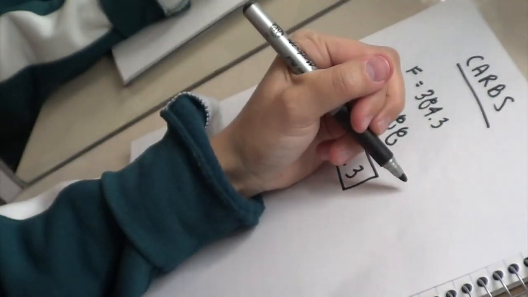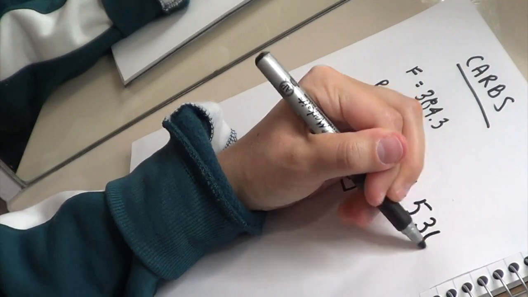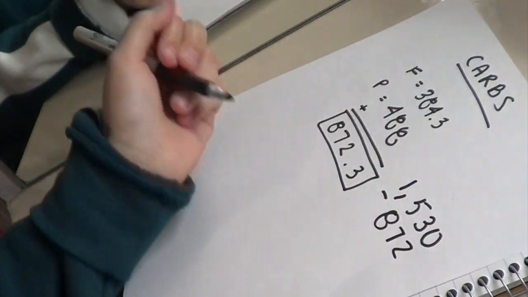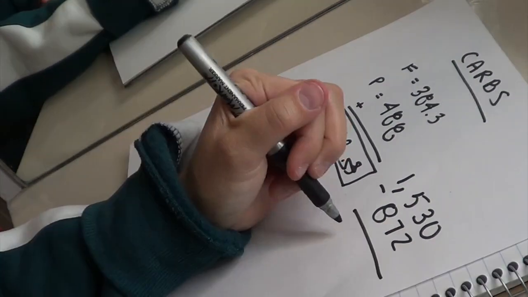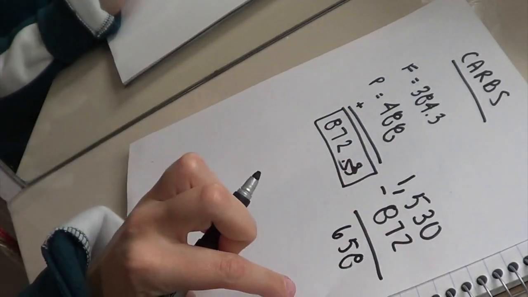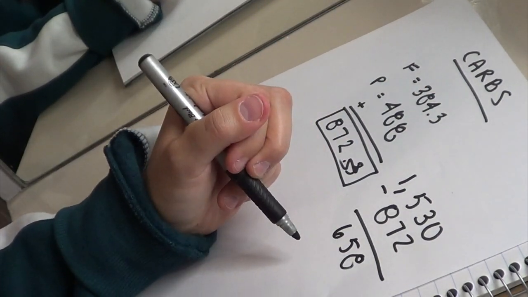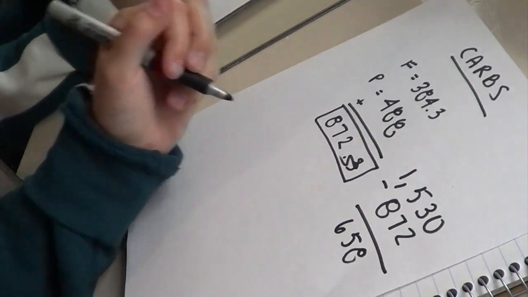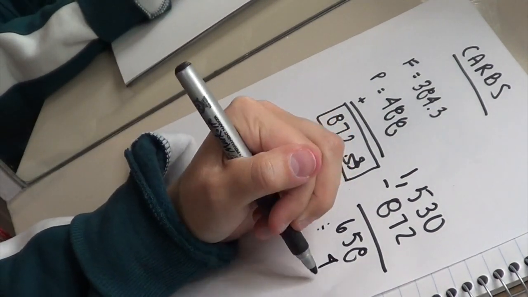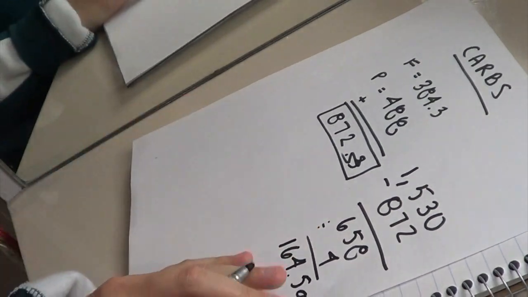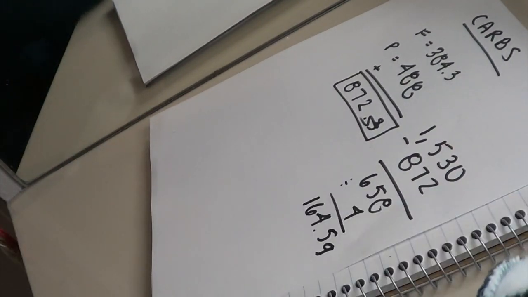We are going to take the 1,530 and subtract the total of fat and protein calories, which is 872. Let's just make it 872 to make it easier. That leaves 658 calories designated to carbs. In order to find how many grams that is, we're going to divide that number by 4. That is 164.5 grams of carbs.